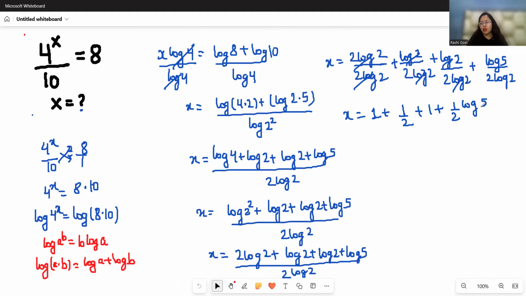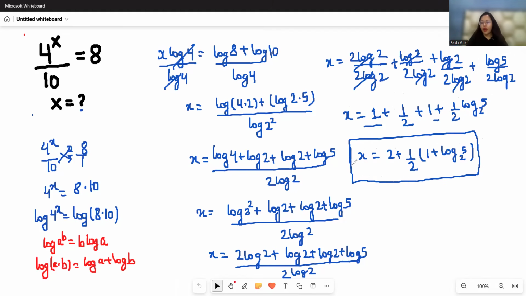This we can write it as log 5 with base 2. So 1 plus 1 is 2 plus, if I'll take 1 by 2 as common, 1 plus log 5 with base 2. So this is the value of x.